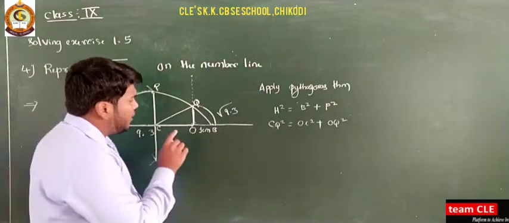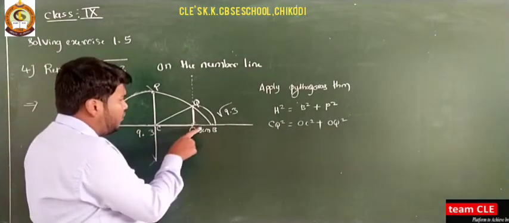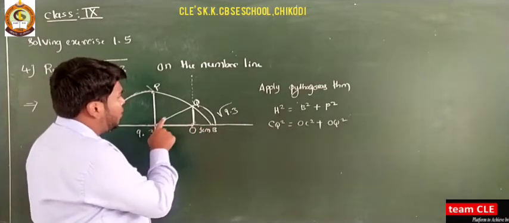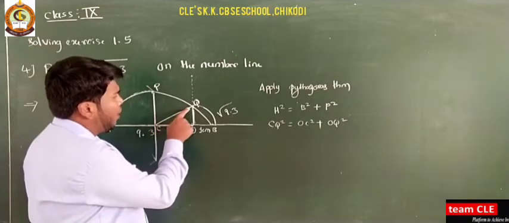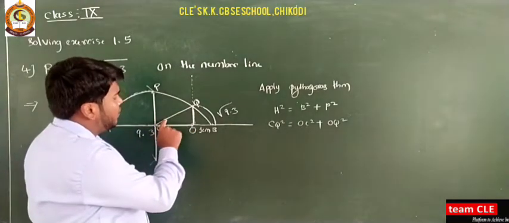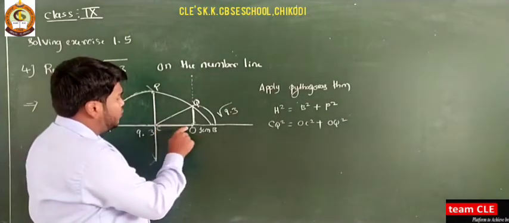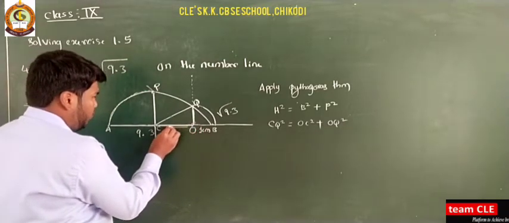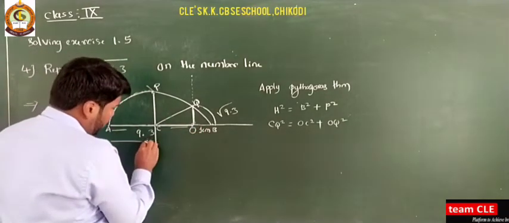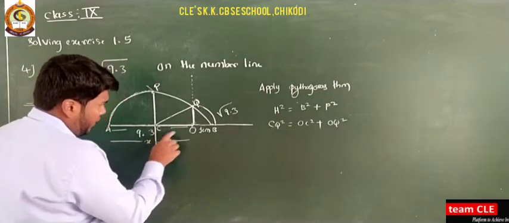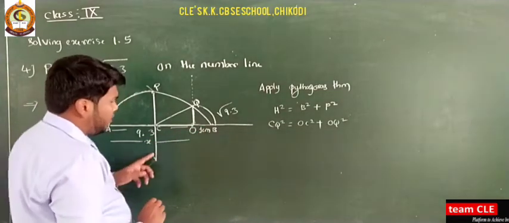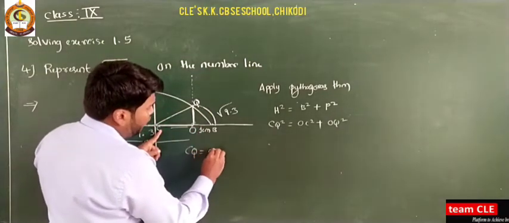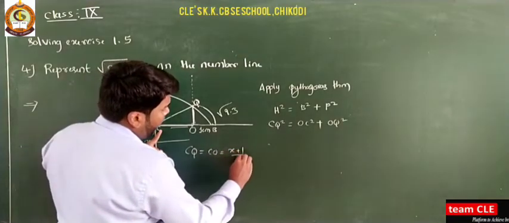Now see, this AB is 9.3 plus 1, but we need CO or OQ. This is the semicircle, so both have equal length, that is OC is equal to OQ. This AB I represent from O up to A, that is AO. This AO I represent as X, and this X plus 1. So I write CO is equal to X plus 1 by 2.